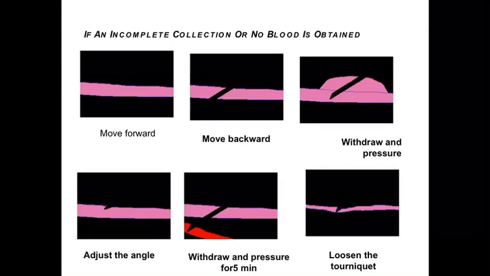So, in the first condition, if the needle does not reach the vein, move the needle forward. If the needle has passed through the vein, move the needle backward. If a hematoma is formed, we have to withdraw the needle and apply pressure. In the same condition, adjust the angle of the needle, and if the needle is too big, withdraw and apply pressure for 5 minutes if it reached the artery, and loosen the tourniquet.